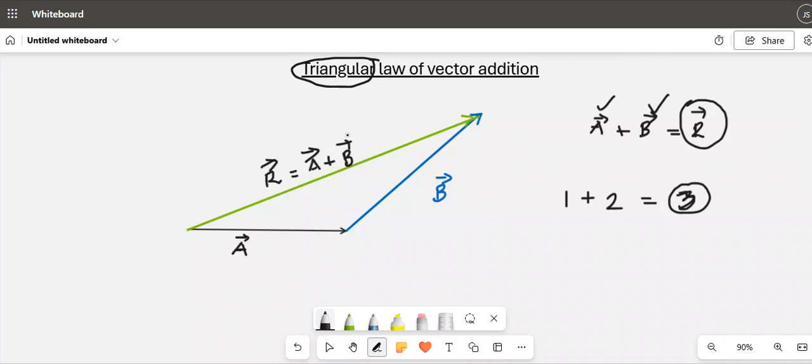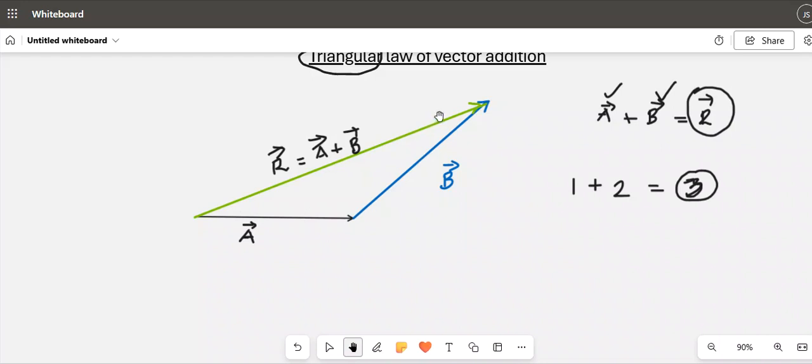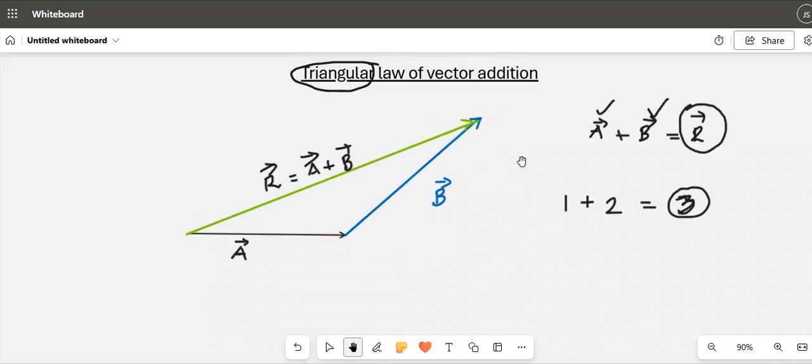Let me summarize. In the triangular law of vector addition, two vectors are added such that the vectors we select for adding are made the two sides of a triangle, and hence the third side of this triangle, marked in the opposite direction, is the resultant of these two vectors. This method of vector addition is known as the triangular law of vector addition, and it is the simplest method of vector addition.